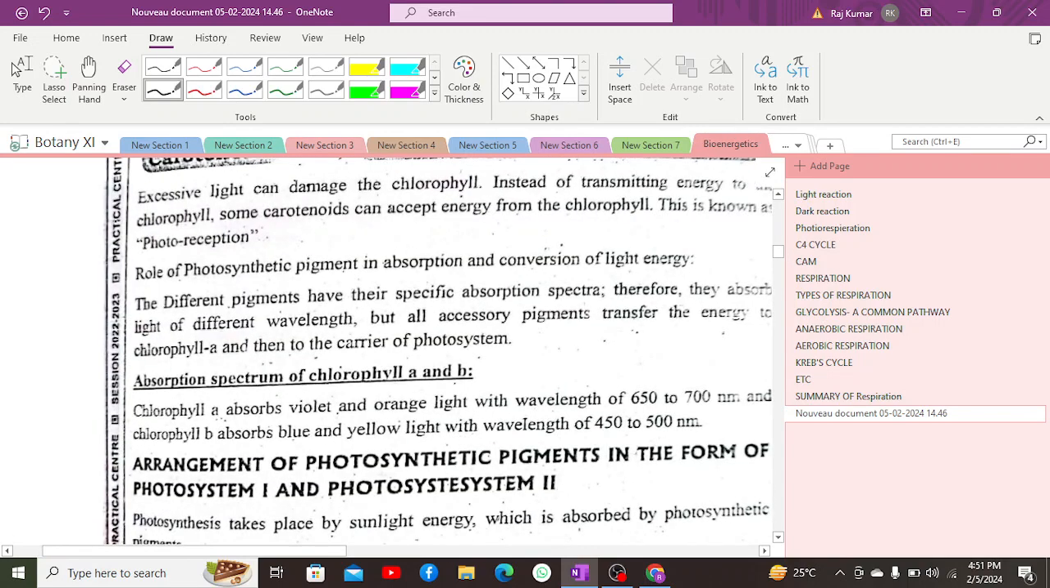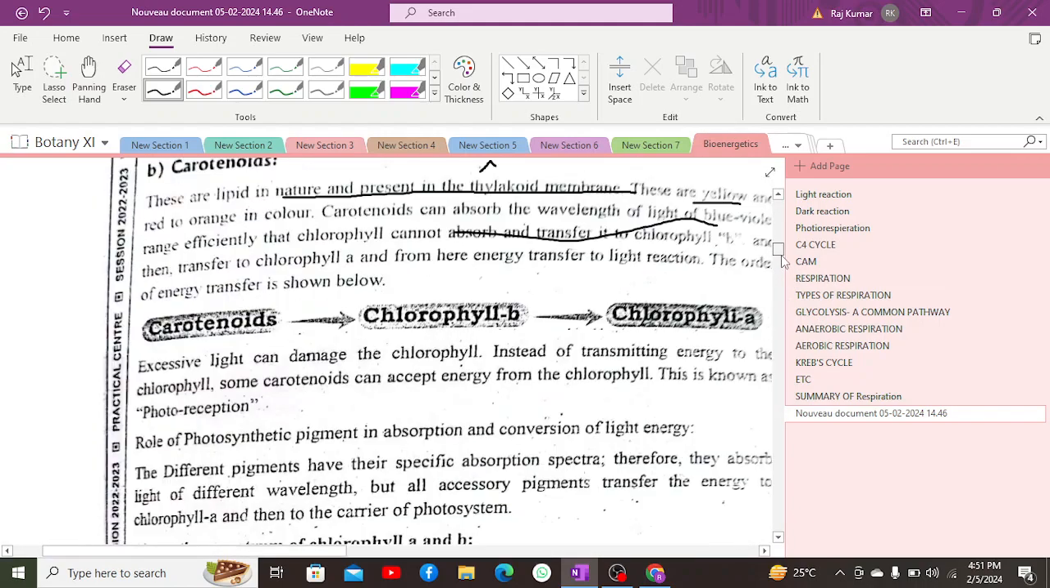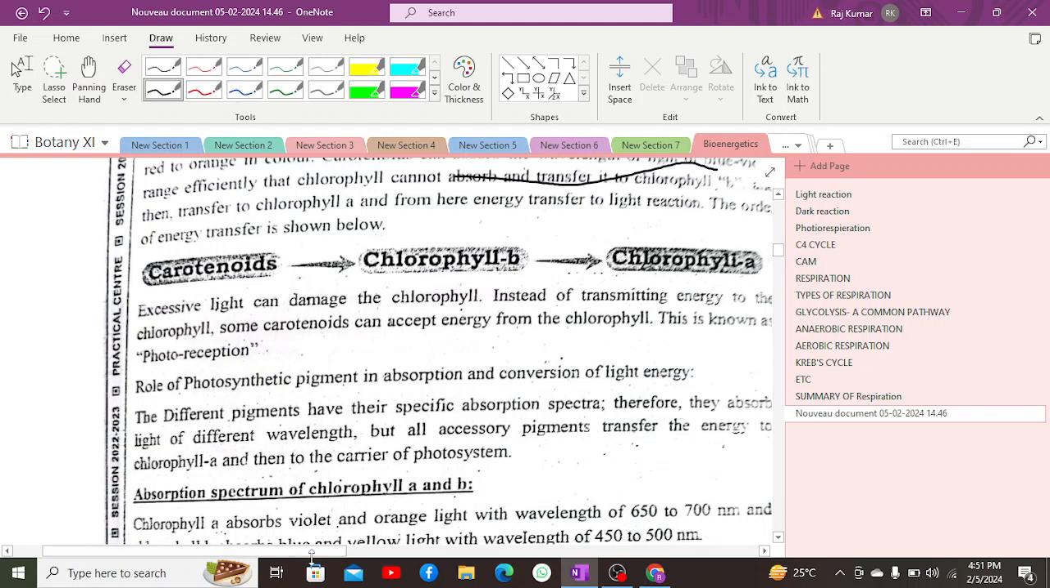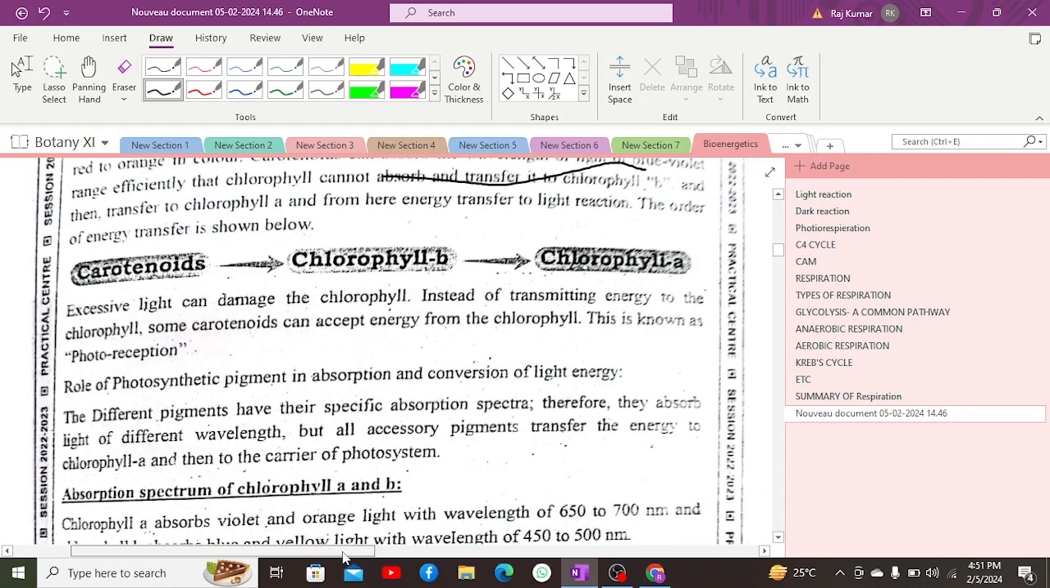Now, excessive light can damage the chlorophyll. Instead of transmitting energy to the chlorophyll, some carotenoids can accept energy from the chlorophyll. This is known as photoprotection.